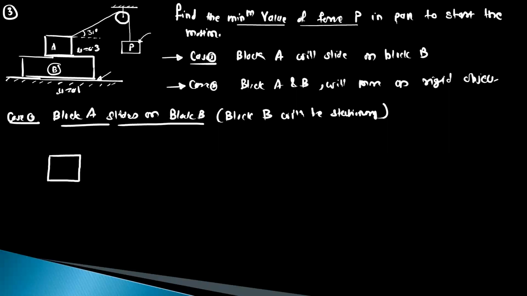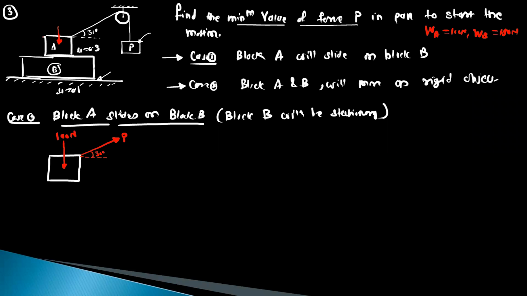So this is the block A. On the block A, the force will be the external force P. So this is the force P. Its angle is 30 degree. Next will be the self weight, which will act in the downward direction. So this weight is given. So weight of A is 100 Newton, and weight of B is equal to 150 Newton.